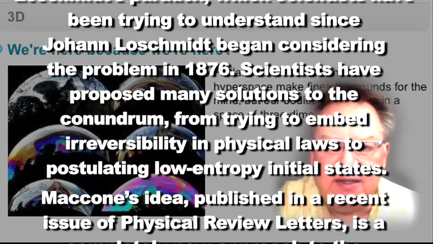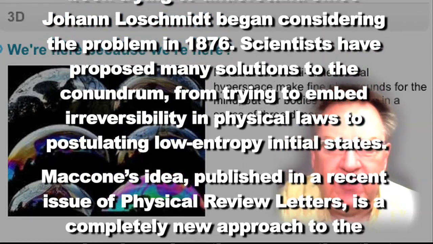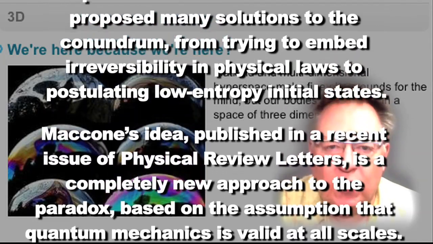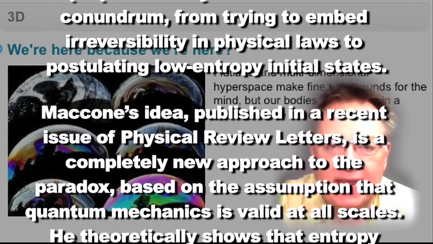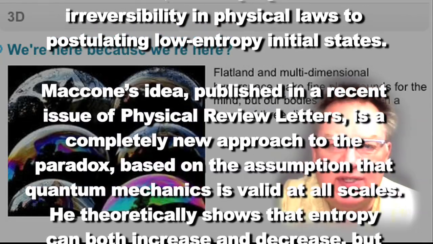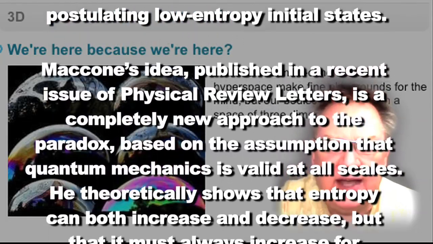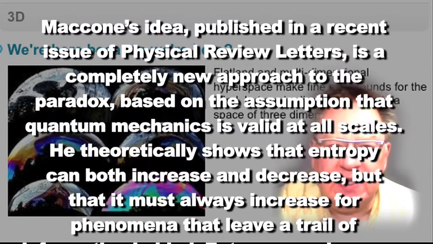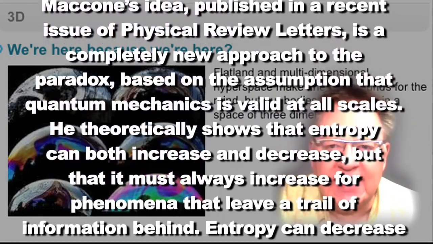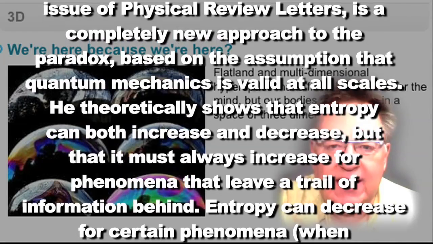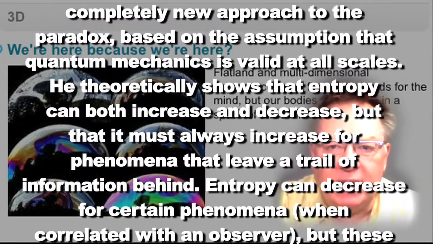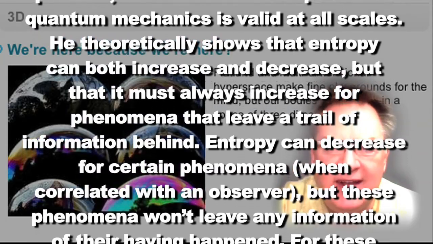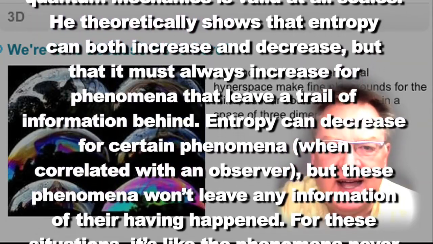Scientists have proposed many solutions to the conundrum, from trying to embed irreversibility in physical laws to postulating low entropy initial states. Maccone's idea, published in a recent issue of Physical Review Letters, is a completely new approach to the paradox, based on the assumption that quantum mechanics is valid at all scales. He theoretically shows that entropy can both increase and decrease, but that it must always increase for phenomena that leave a trail of information behind.